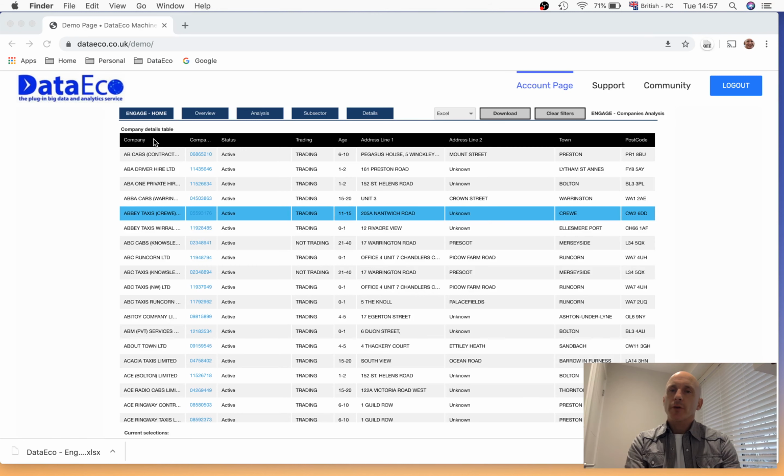So that's the overview of the Engage Custom Companies dashboard, and we'll show you a little bit more detail of the other dashboards in another session.